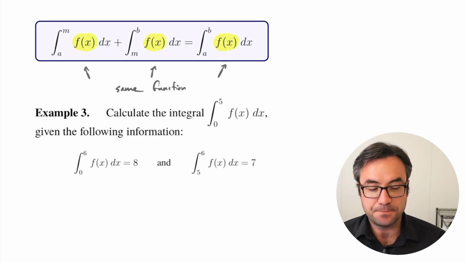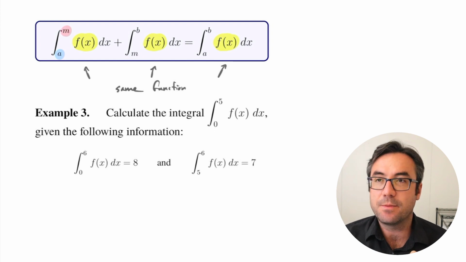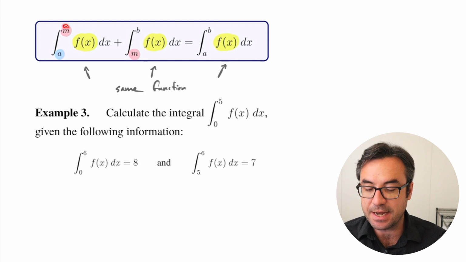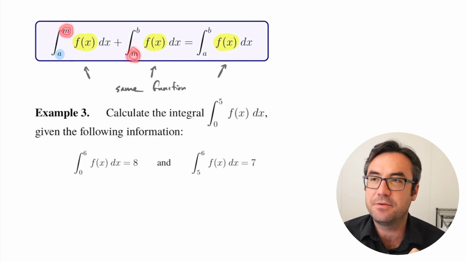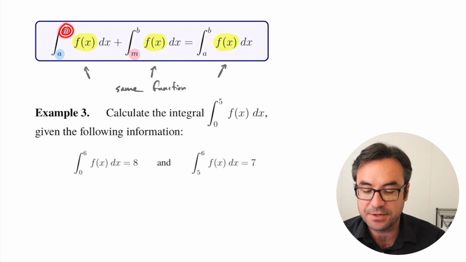And when we do this, if we're integrating from a and then we integrate from m, what has to also happen is this middle limit of integration here that happens in between a and b, well, it has to be the same number.